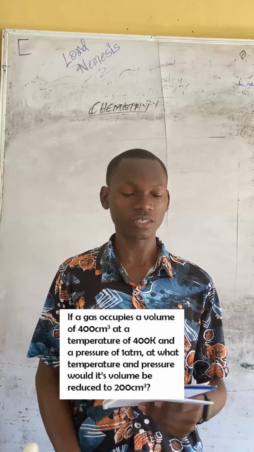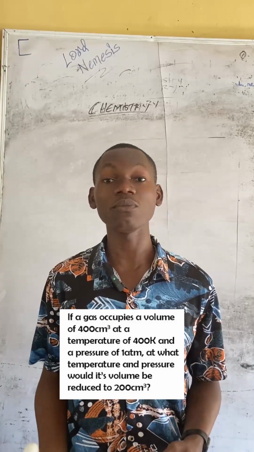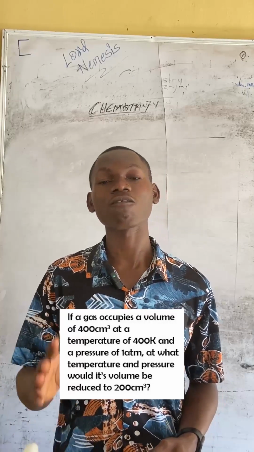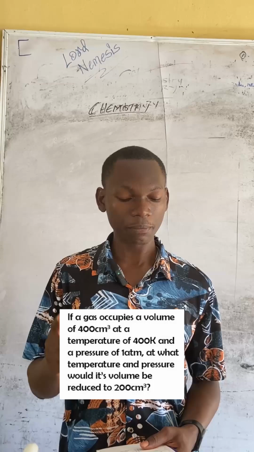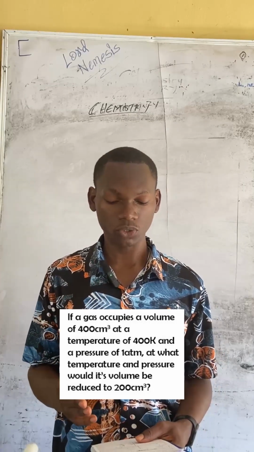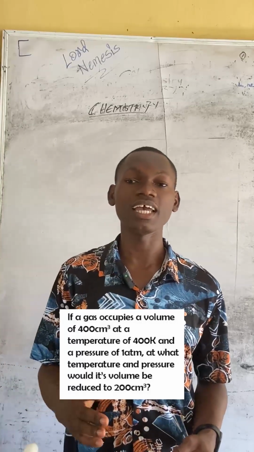Okay, we have a question here from gas laws, and the question reads: if a gas occupies a volume of 400 cm³ at a temperature of 400 Kelvin and a pressure of 1 atm, at what temperature and pressure would the volume be reduced to 200 cm³?